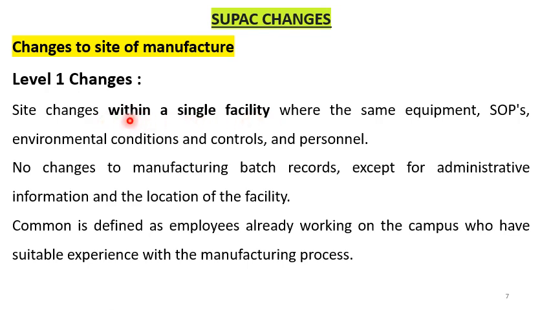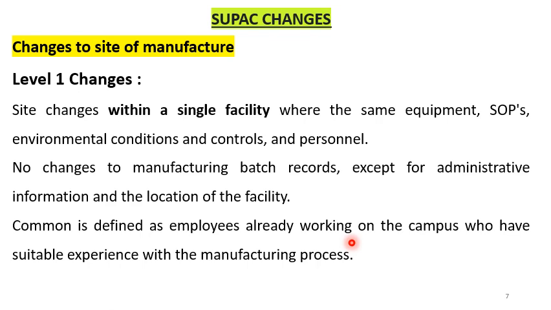It is not a change from one facility to another facility. It is a change within a facility. There are no changes to the manufacturing batch records except for administrative information and location of the facility. Suppose in one manufacturing site the granulation area gets changed from granulation 1 to granulation 2, so that will be a level 1 change, because all the batch manufacturing records will be the same, personnel will be the same, and the SOPs will be the same.